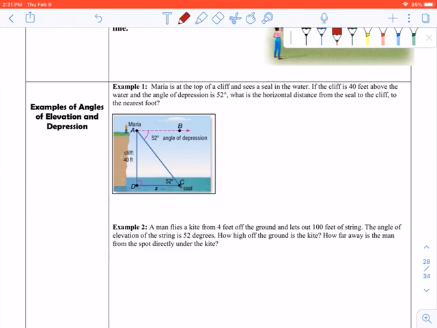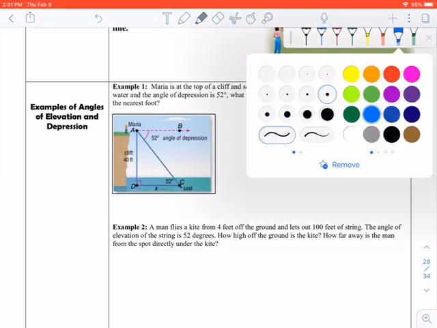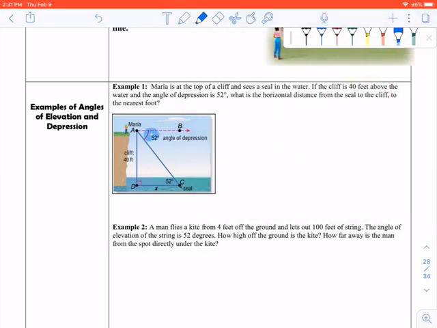That's just my preference. Because if you look at this first picture with Maria at the top of a cliff, she sees a seal in the water. So the cliff is 40 feet above the ground. So this one's drawn for us and labeled. It says the angle of depression is 52, but notice how the angle of depression is actually outside the triangle that's drawn. So they use the angle of elevation, which is the same, those alternate interior angles, to place the angle at the bottom of the triangle. So just be careful that we're using this triangle here.